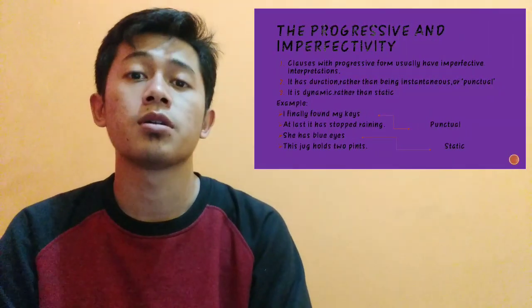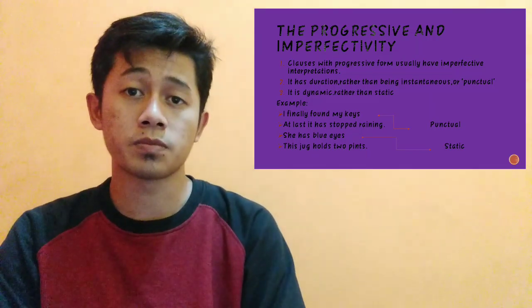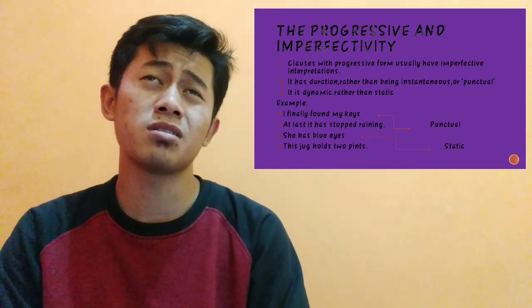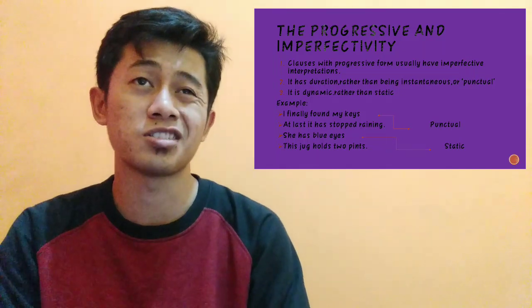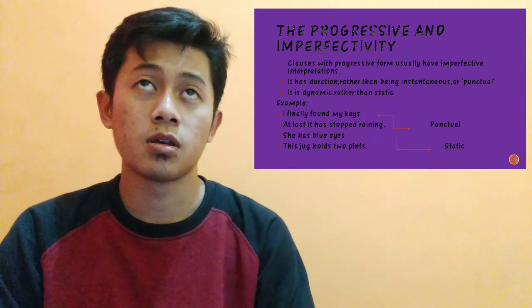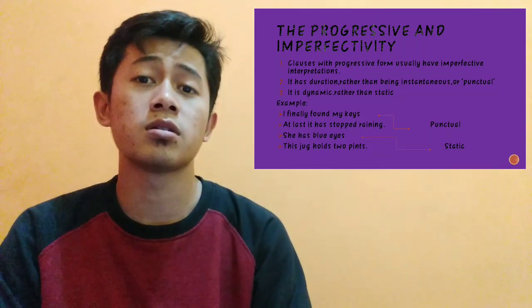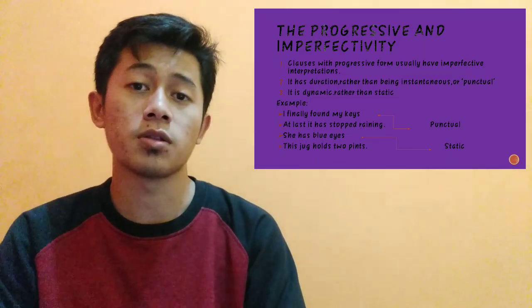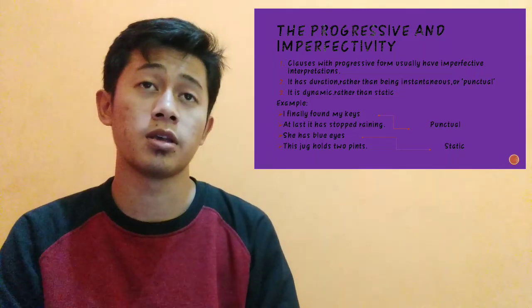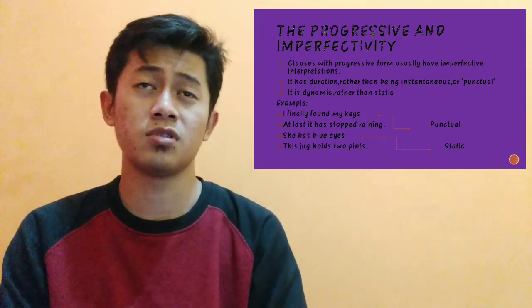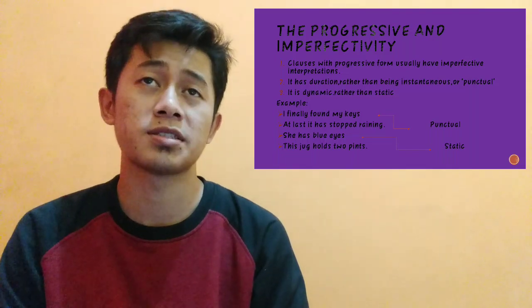Now is the progressive and imperfectivity. Clauses with the progressive form usually have imperfective interpretation. Imperfective interpretation means to describe the action as ongoing, still in process. And progressive has duration rather than being instantaneous or punctual. So it has duration, that means it's still in progress. And progressive is dynamic rather than static.